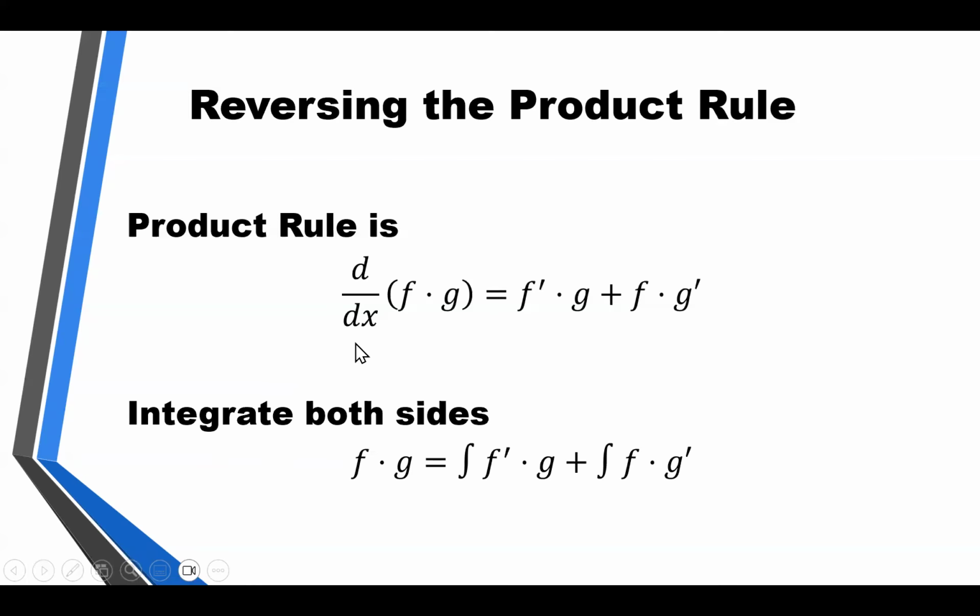Basically, what I do is I take this product rule and I integrate on both sides. If I integrate on the left, then the integration of a derivative is going to give me back f times g, possibly plus a constant, but we'll leave that off for now. And then on the right-hand side, when I integrate the sum of two different terms, I can integrate the terms individually. So I integrate this term and then integrate this term.